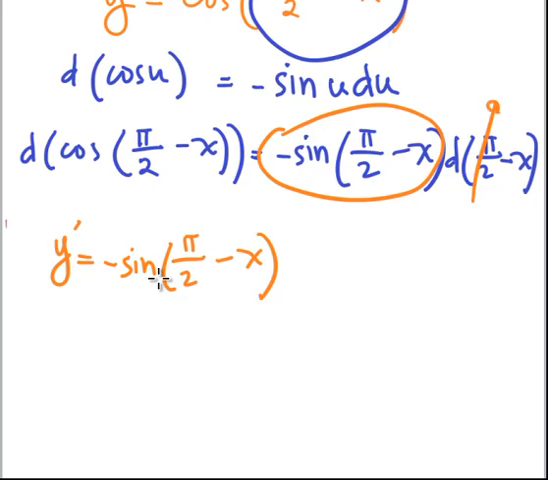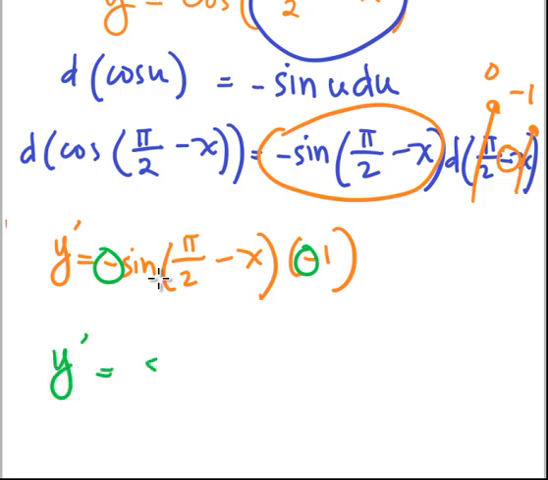So that is a constant. So that is 0. And the derivative of x is 1. However, that's negative. So the answer there is negative 1. So that's negative. So we have here negative times negative. This one, negative times negative is positive. So our final answer is y prime is equal to sine pi over 2 minus x.